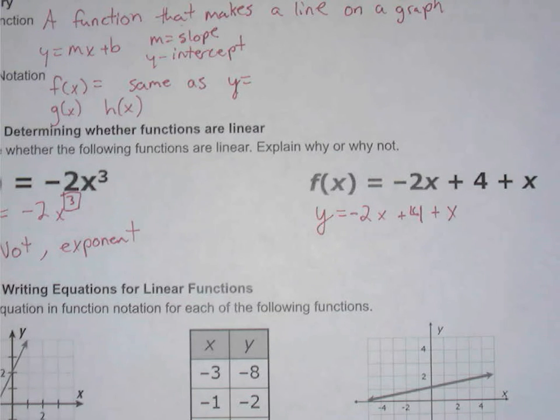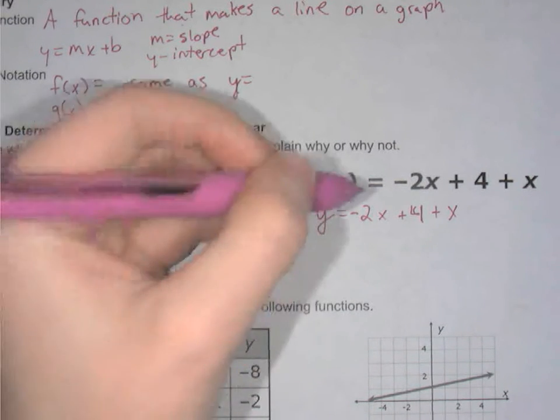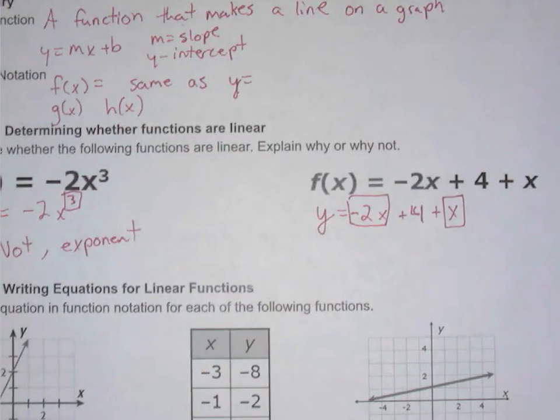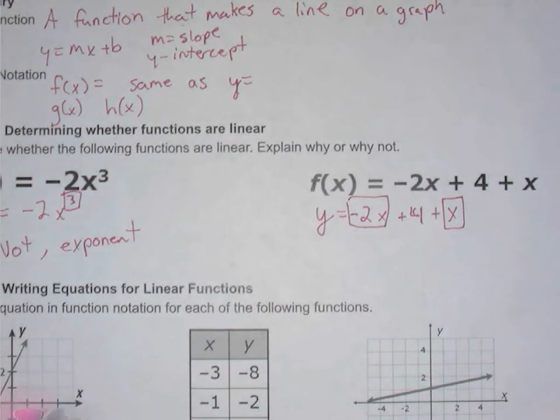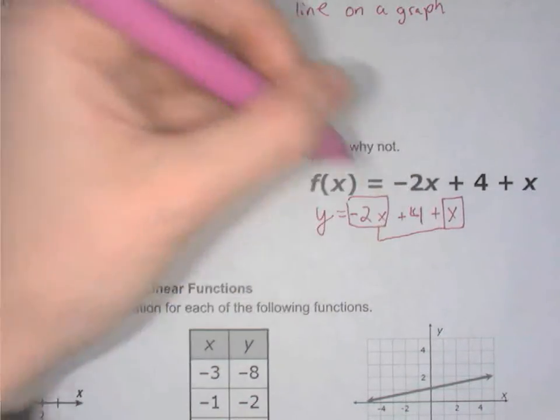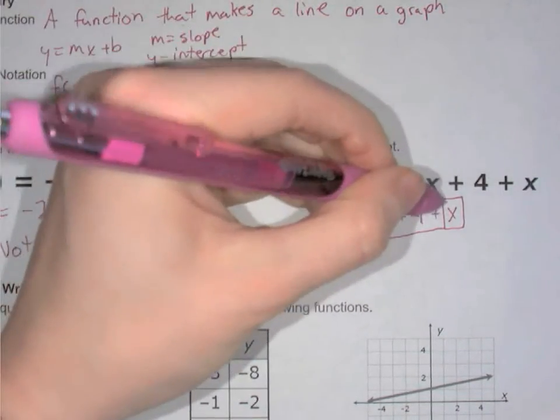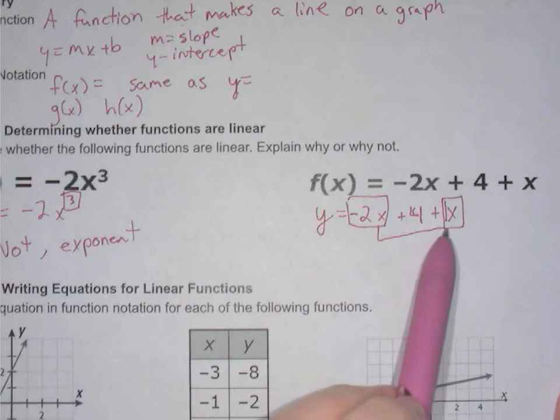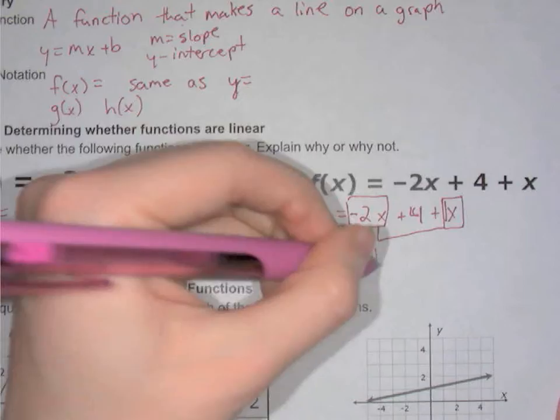So I look through my terms and I say, well, which ones can I combine? Are there any like terms here that can be combined? And I see that this term and this term both have x's in them, which means they're like terms and I can put them together. So I have a negative 2x and I have a 1x. Remember, we can put the 1 in front of the x if we have no number in front of it. So I've got really negative 2 plus 1x, and negative 2 plus 1 gives me negative 1x.